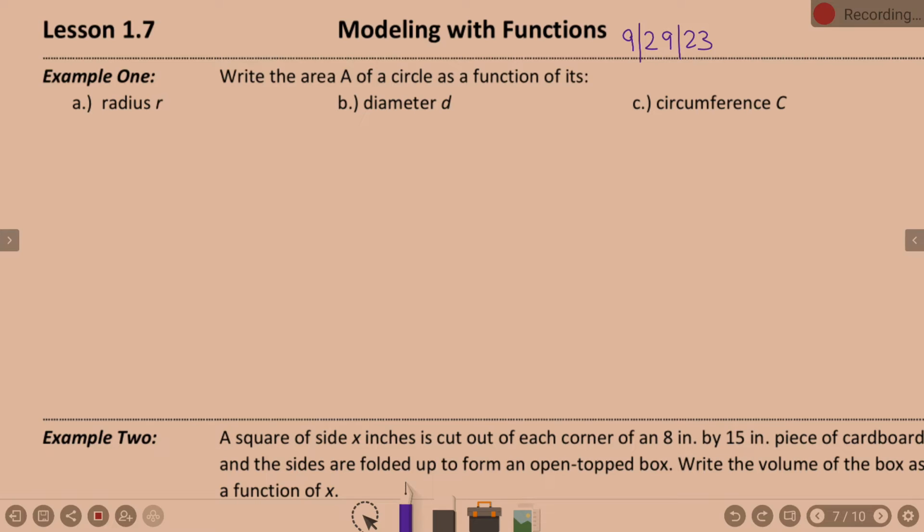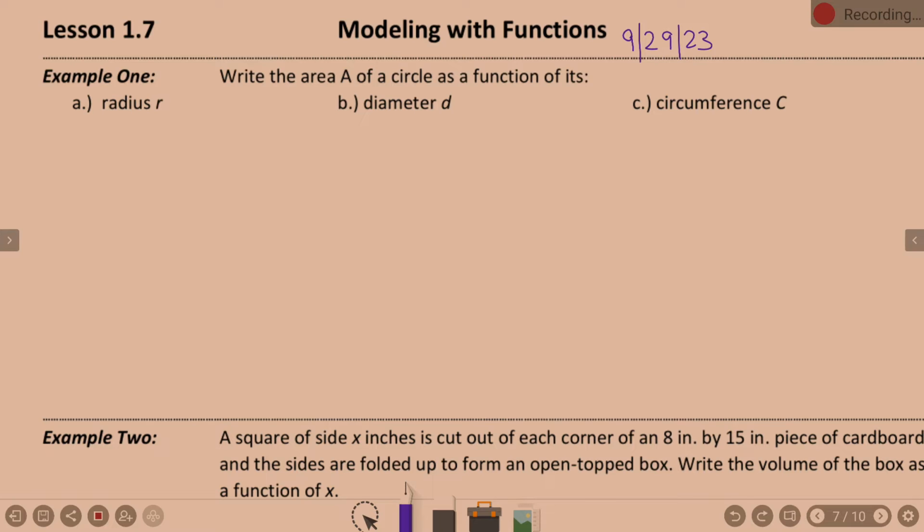When it says here, write the area of a circle as a function of its blank, if we write the area of a circle as a function of something, that's saying that is the variable we need in there. All of these are going to be area, so area equals, but then what variable are we using within that function?